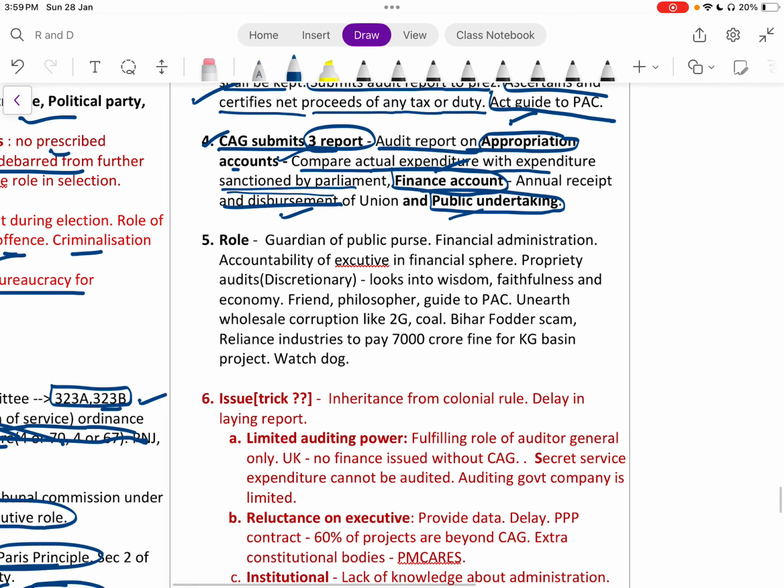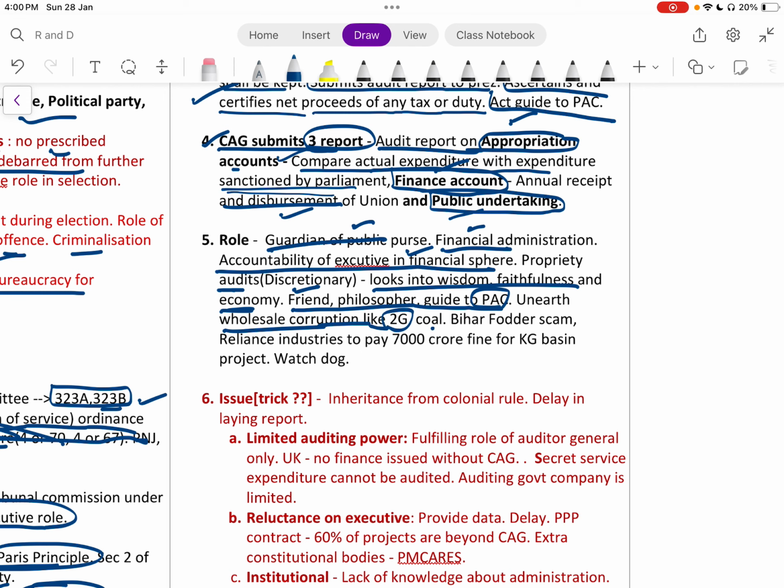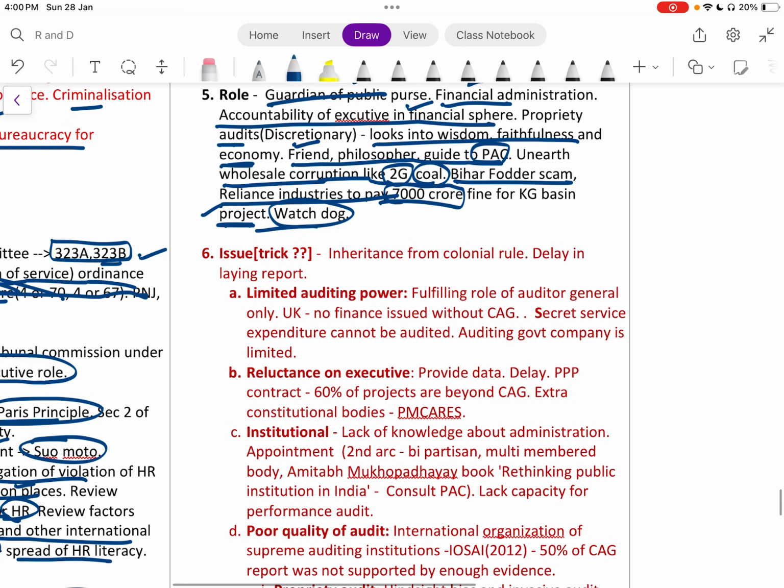What are the roles? It acts as the guardian of the public purse, financial administration, accountability of the executive in the financial sphere, propriety audit, which is very discretionary, looks into the wisdom, faithfulness and economy. It acts as a friend, philosopher and guide to the PAC. It unearths wholesale corruption such as the 2G scam, coal scam, Bihar fodder scam, and Reliance Industries paying a 7,000 crore fine for the KG basin gas project. It also acts as a watchdog. Okay, what are the issues?